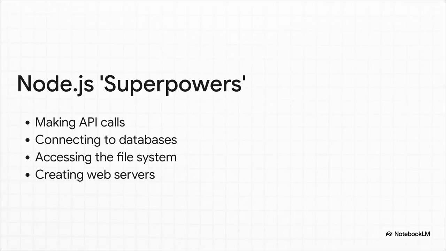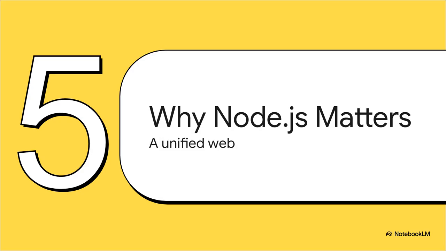And what are these superpowers? Well, they're the bread and butter of building anything on the back end, being able to make API calls to other services, connecting to a database to store and retrieve info, reading and writing files from the file system, and of course, actually creating the web server itself. These are all things that JavaScript in your browser is strictly forbidden from doing, but they are absolutely essential for building a real application.